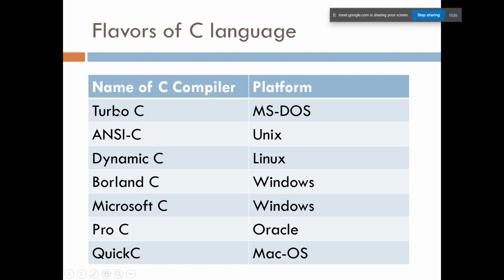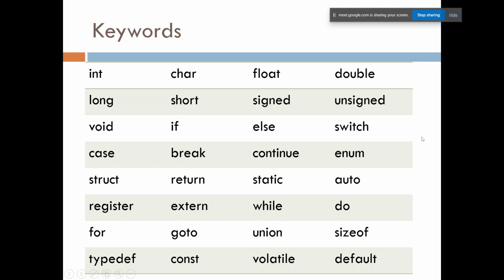Now nobody is using Turbo C actually. Most of the people are using different editors on Windows. We are going to use something like Dev C++, I mean Dev C, or we may use some IDE like Code Blocks. Okay, so these are the different flavors of C language. If you learn any one, like Turbo C or Dynamic C, coding will be the same except the platform is different.